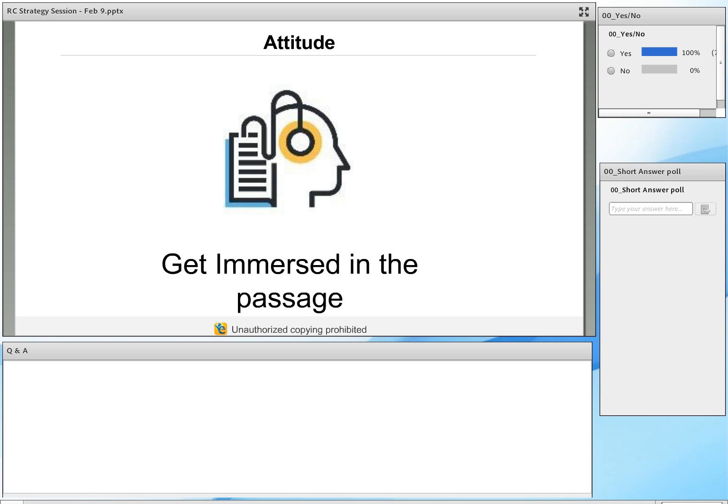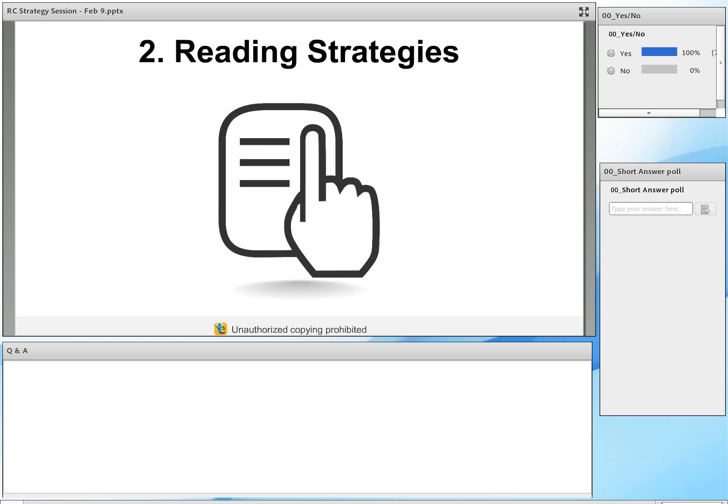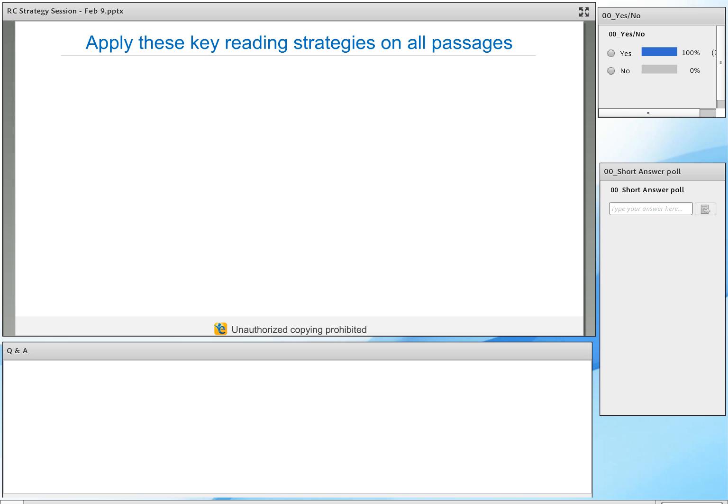So let's go to the next set of strategies, which are the reading strategies. We've taken care of the attitude aspect. Now we're going to move into the reading strategies. There are 3 reading strategies, and I'm going to go through each in a step-by-step manner. The first one is understand sentence structure.